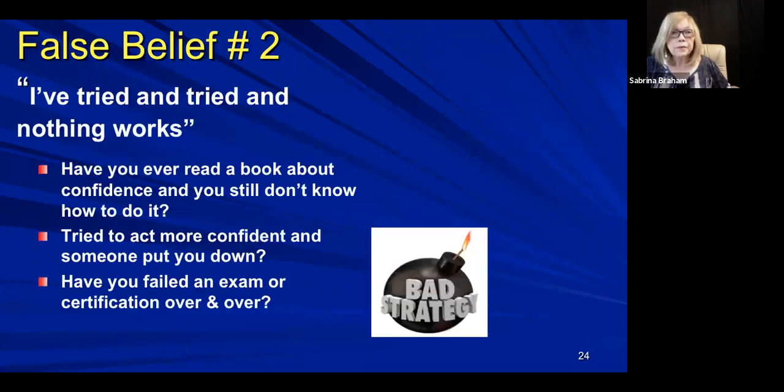The next belief, this false belief, is I've tried and nothing works. Have you ever read a book about confidence and you still don't know how to do it? One of the things I find interesting about self-help books is how often they really get you believing you want to do it, but they don't really show you the method to do it. And I really believe it's so important to give people the method. And I know the methods, and I'm going to teach it to you today. So you tried to act more confident and somebody put you down.